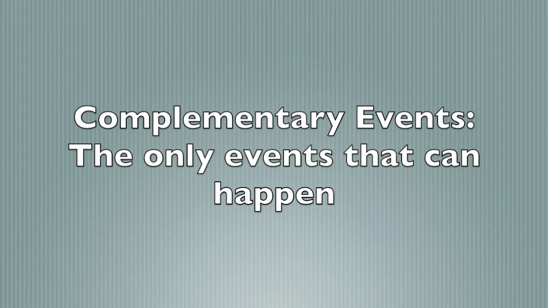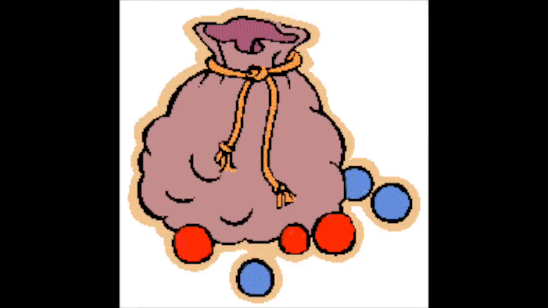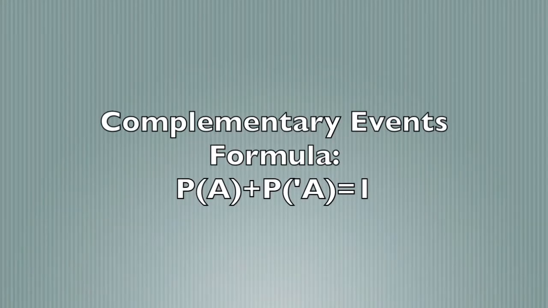First is the complementary events formula. Complementary events are events that can only happen. For example, there is a bag full of red marbles and blue marbles. The complementary events would be pulling out a red marble or pulling out a blue marble. There is no possibility of pulling out a yellow or green or purple marble because your only choice is either a blue or red marble. The equation is the probability of A plus the probability of not A equals 1.